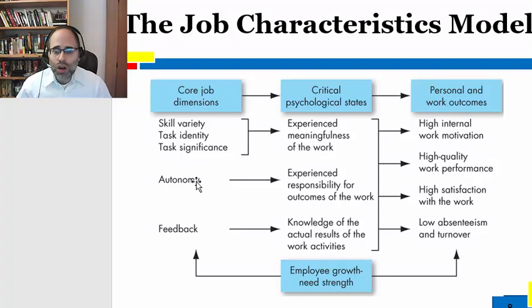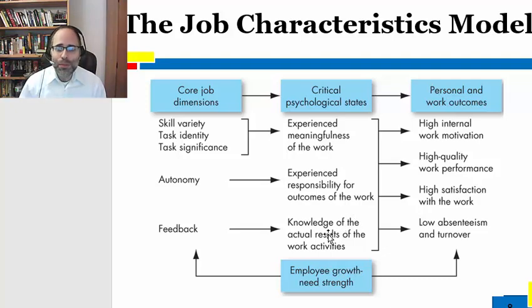Autonomy goes along with responsibility. The more autonomy a person has, the more responsibility he or she will feel. If I think that I'm just being told what to do at every step of the way, I'm not really going to worry so much about the success or failure, although obviously I'll have concern for my own job and for the company, but I won't feel personal responsibility for the project because I'm not the one that decided what to do anyway. And then, of course, feedback, which is knowledge of the actual results of the work activities, comes from the supervisor.